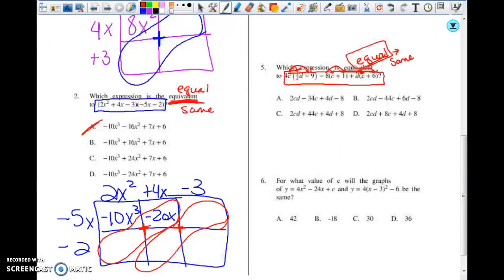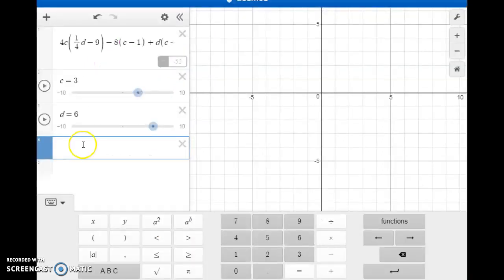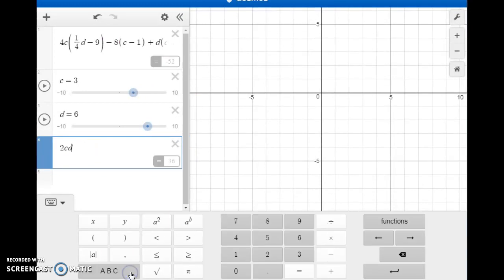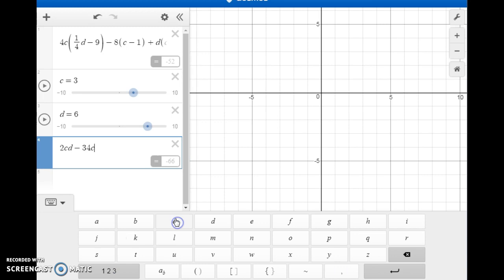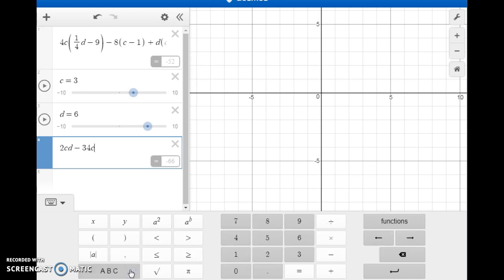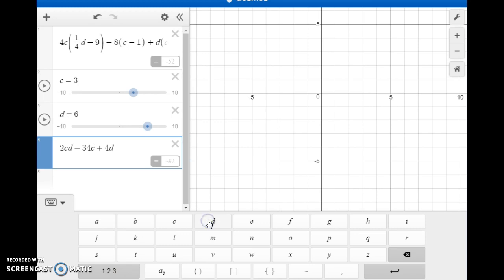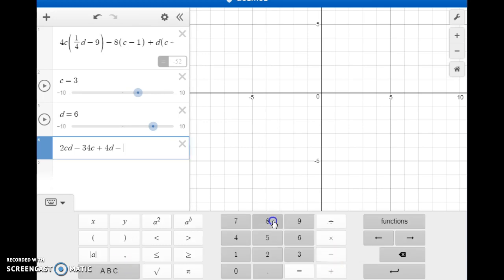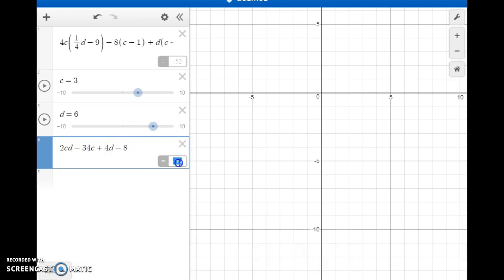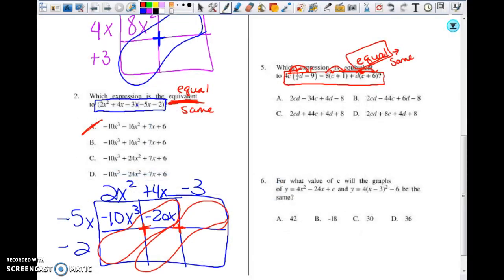So for example, I'll do A, 2CD minus 34C plus 4D minus 8. So I'll type all that in. So notice I put all that in. Did it give me negative 52? No. So do they match? No. So are they equal? No. So it's not A. So again, go on ahead and try B, C, or D.